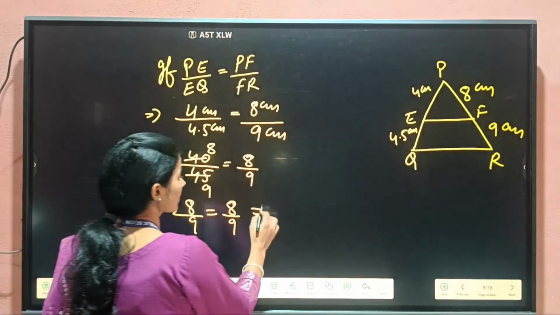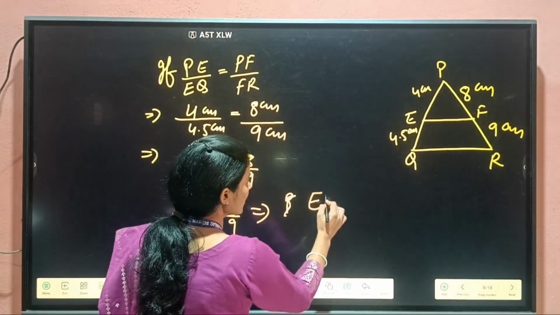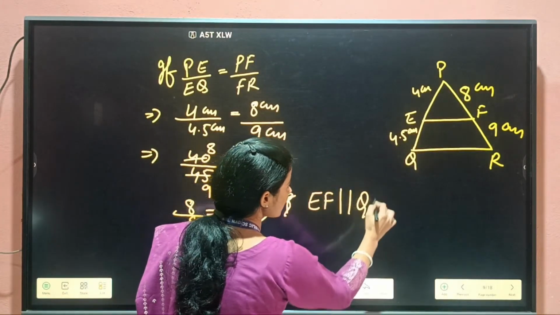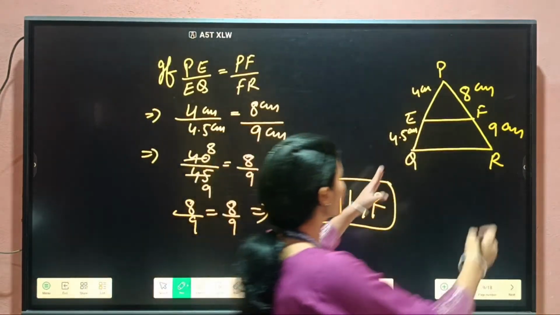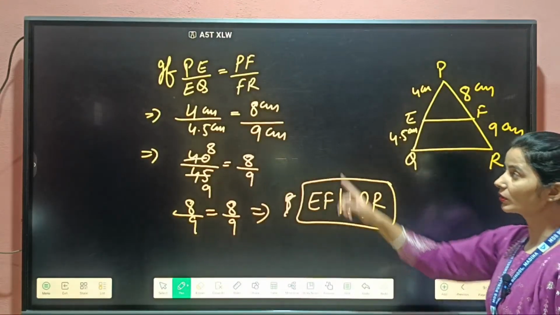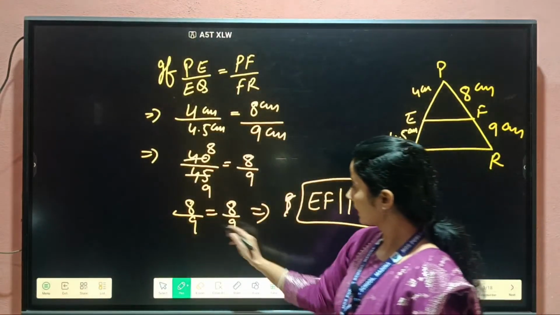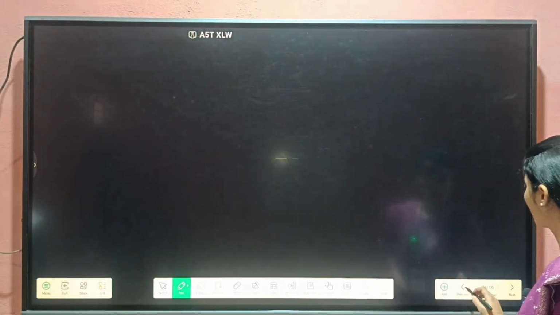If this ratio is equal, then this states that EF is parallel to QR. EF is parallel to QR because the corresponding sides' ratio is equal. This is 8 by 9 and 8 by 9. Let us do the third part. What is the third part?